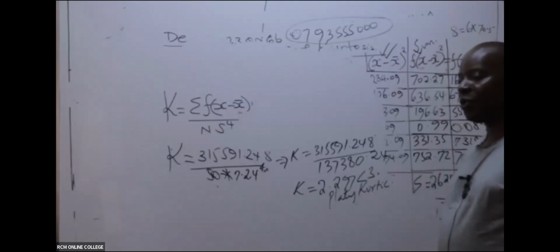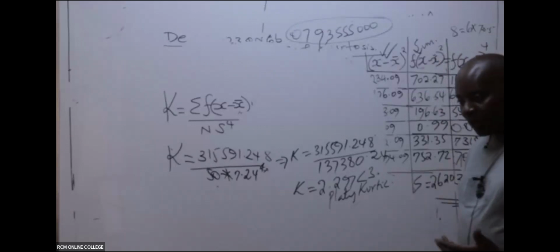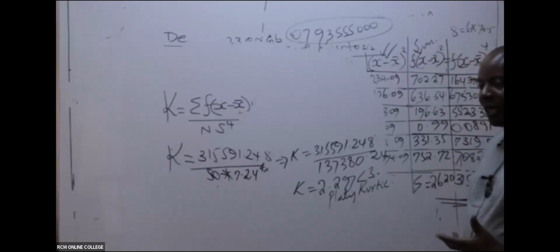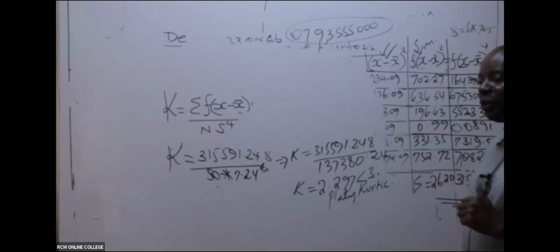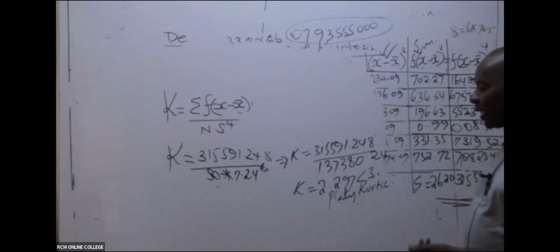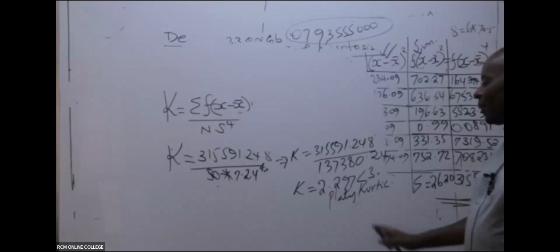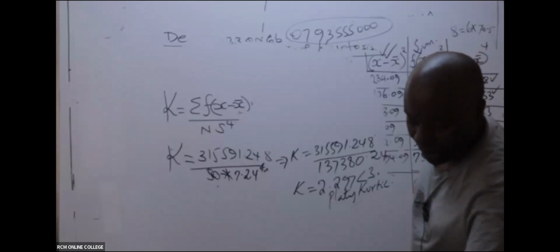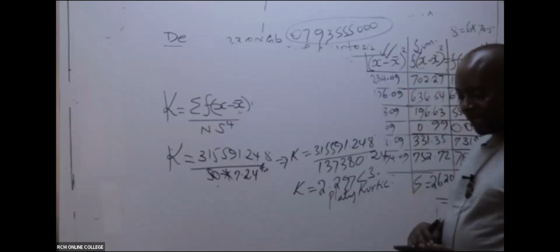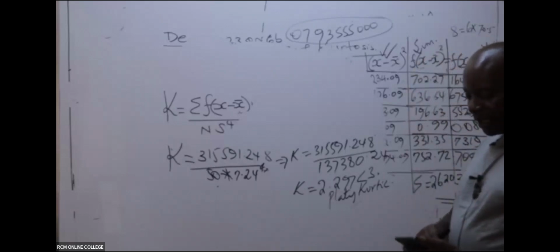It is less than 3. 3 is the benchmark. 3 is normal. When it's a 3, we talk about mesokurtic. Anything which is below normal 3, it's flat. We call it platykurtic. It's a platykurtic distribution, from the name platy.